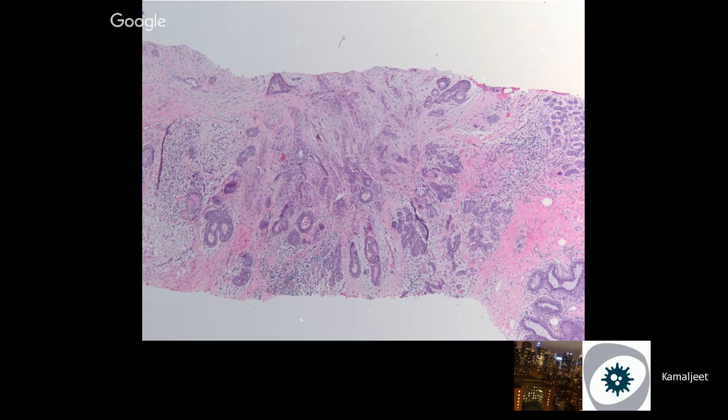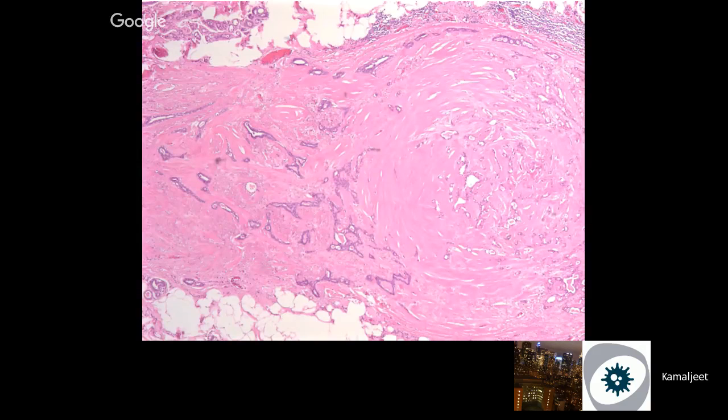Sometimes the central part of the radial scar can be cellular. This is one example with a cellular central area. They can be big. So if it's more than 1 centimeter, you can call it a complex sclerosing lesion. And that definition actually comes from the radiology literature.